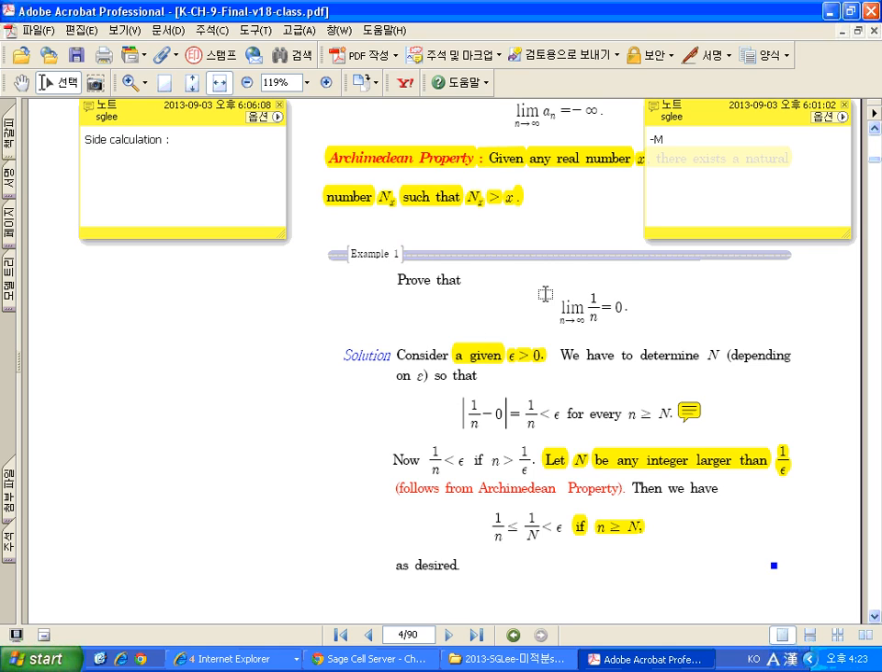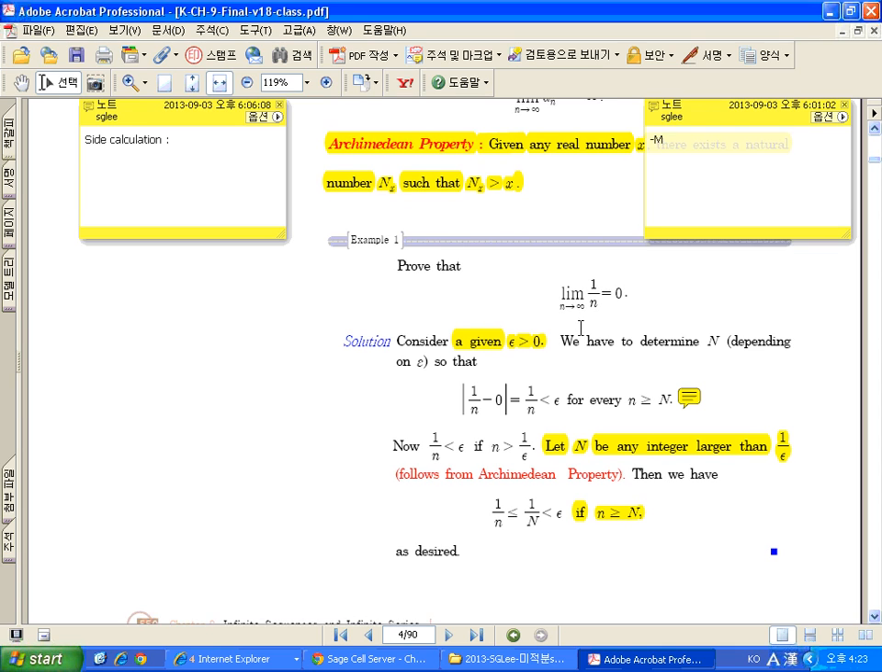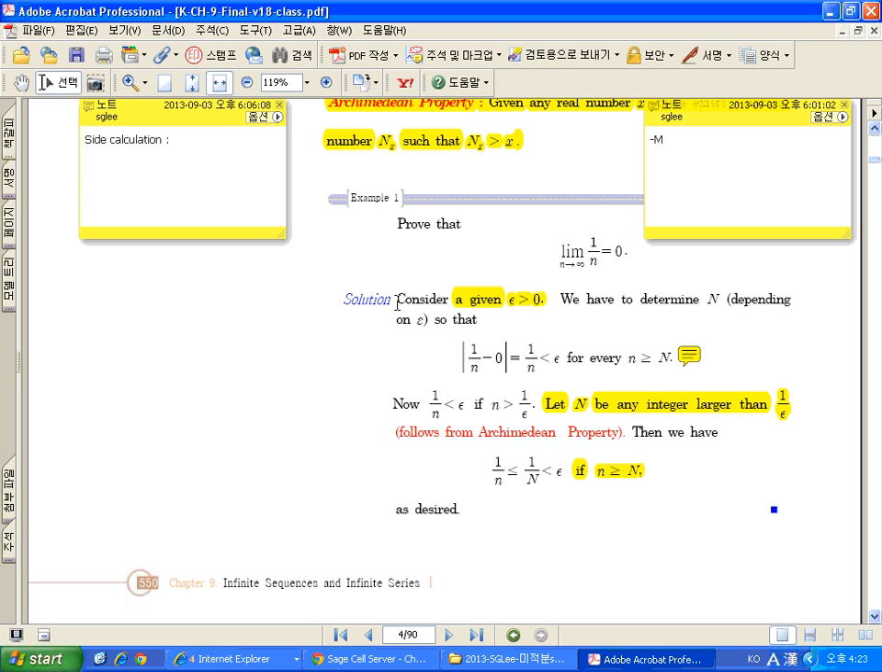The first example asks us to prove that limit 1 over n is equal to 0 when n goes to infinity. The proof says for a given epsilon, we have to find a positive integer N that works for every small n which is bigger than or equal to capital N that satisfies this. So we need to find N, and for that we need to do some side calculation.